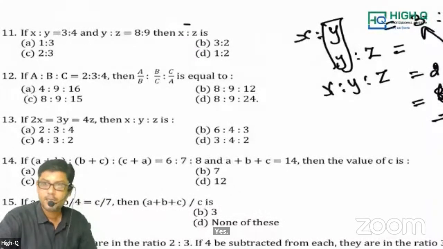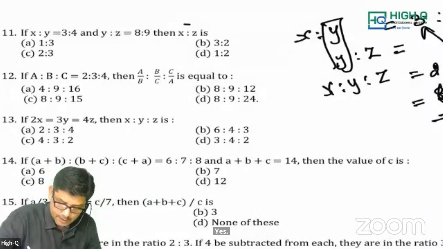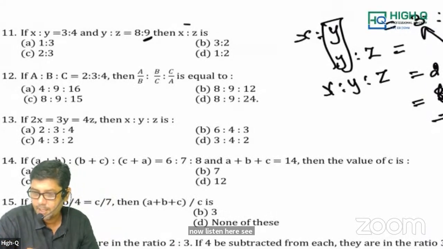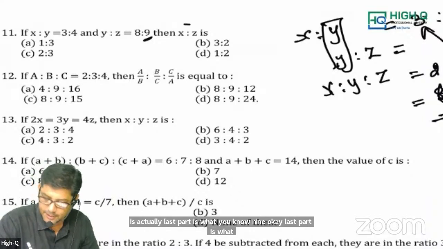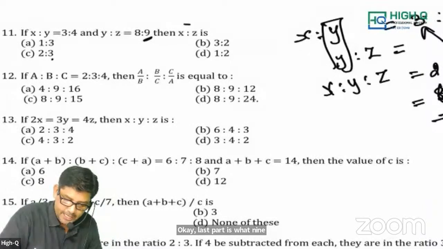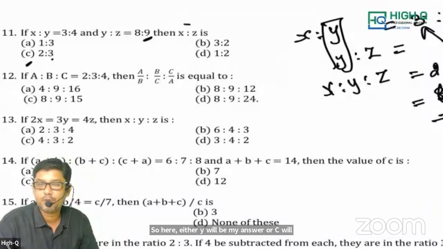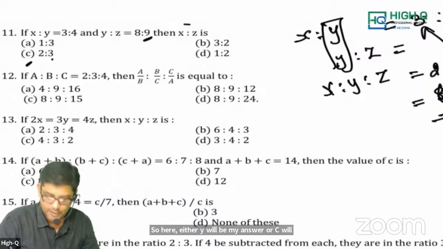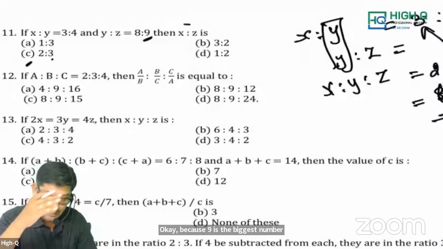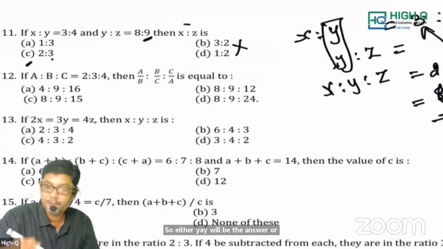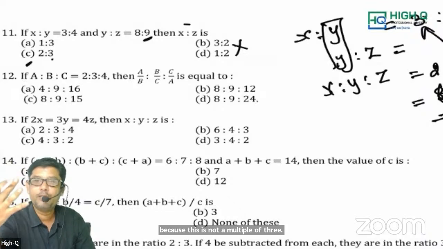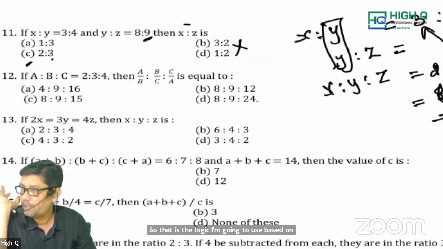Now listen here. See, Z is actually the last part. What is the last part? 9. So here, either A will be my answer or C will be my answer. These are the only two options available, because 9 is the biggest number. These two cannot be my answer because this is not a multiple of 3. So that is the logic I'm going to use. Based on that, I'm taking the call. Is that clear, all of you?